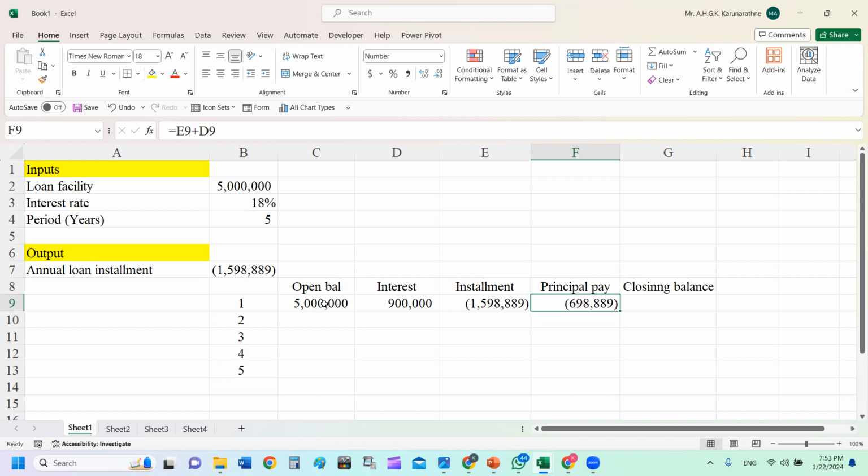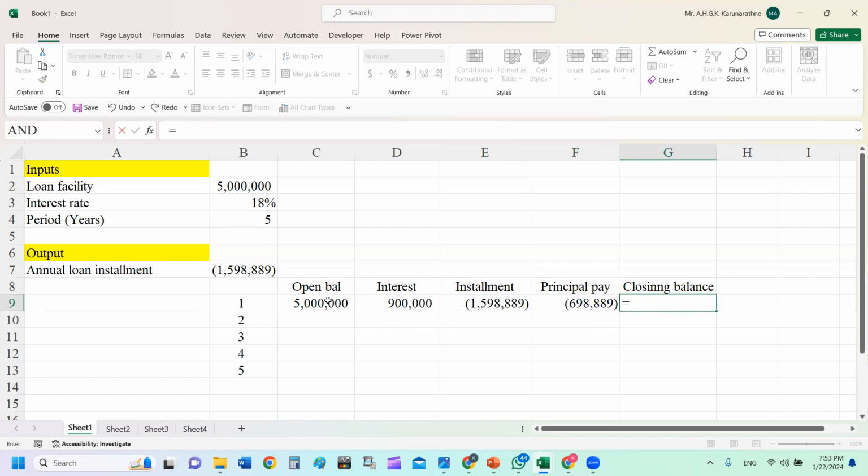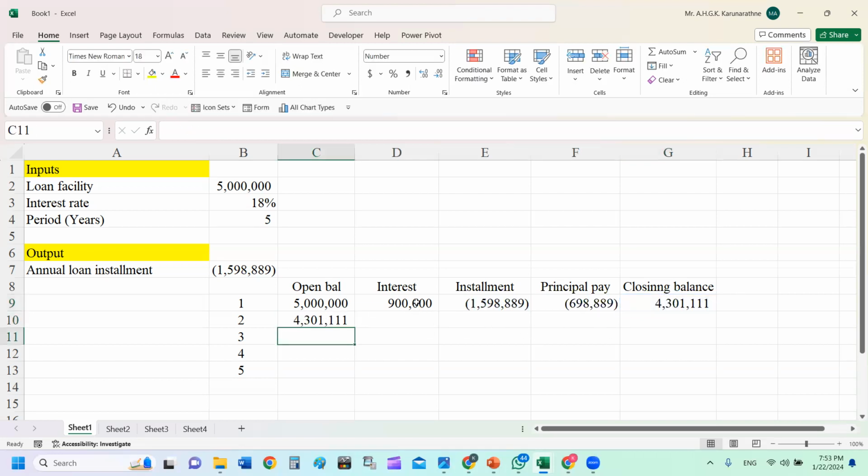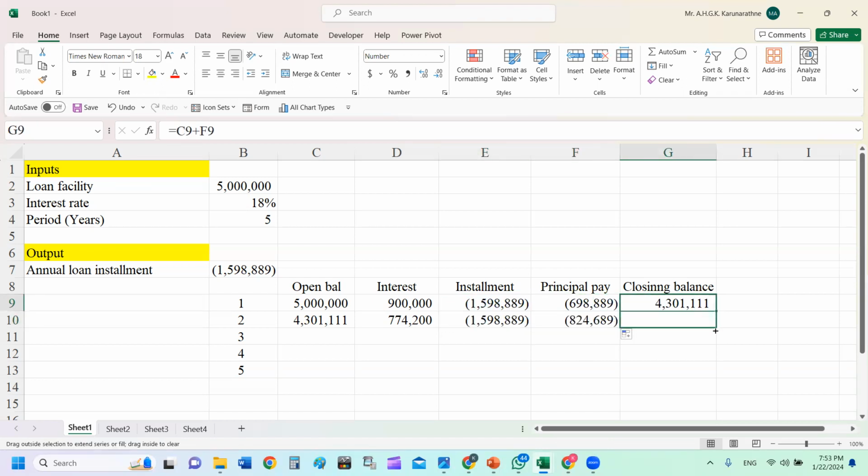Right. You had an open balance of this much. From this balance, you paid only this. Then closing balance equals this plus this. So this is your closing loan balance. This closing loan balance will be the open loan balance for the next period. Then you can charge interest like this for the next period. The installment will be the same constant installment. Repayment will be a bit more than that. Then this will be the closing balance.